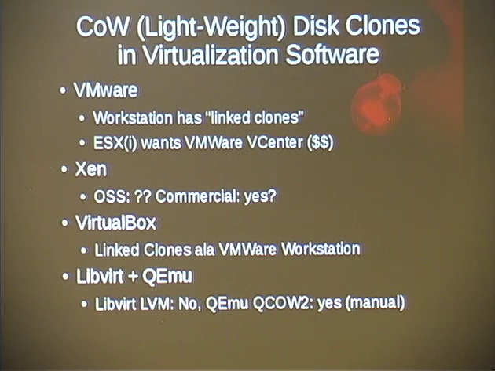Xen, on the open source side of the house, I really couldn't find any information on lightweight disk images there. On the commercial side, I saw an XC clone command, so I think it's there, but I don't have the money to buy Xen. And VirtualBox, basically the same idea as VMware. And libvirt and QEMU, what I like to use, if you use LVM, it can be done by hand, but there's the QEMU-specific image file format, QCOW2, that you can do this all manually.